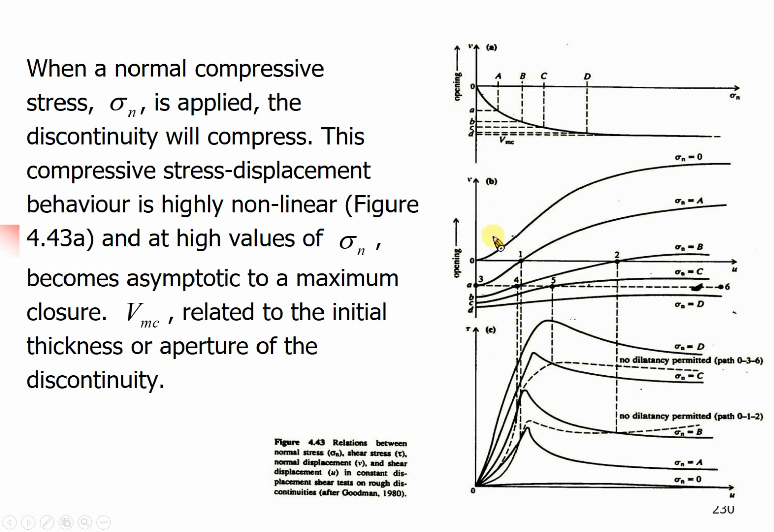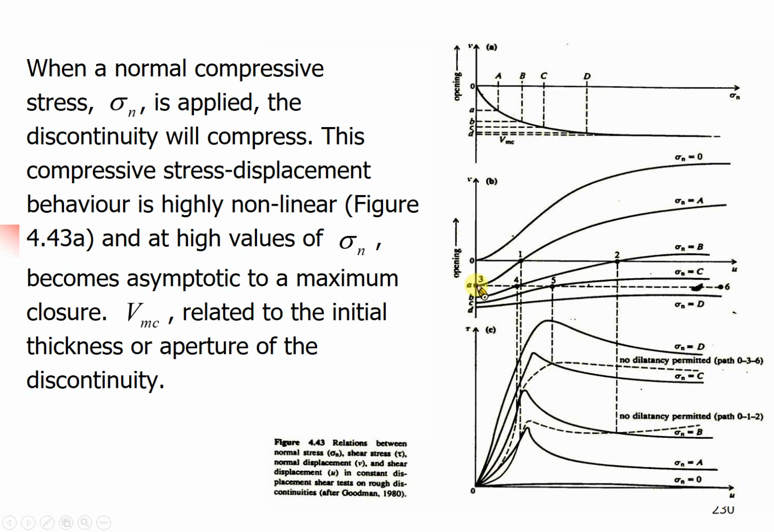For this curve, we apply a normal stress equal to A. So in the beginning, the initial vertical displacement will be A, because you apply a normal stress and you will have a normal displacement equal to A. The joint will be closed, compressed from 0 to A. So it will start from A. Here will be opening, and here will be closure, joint closure.